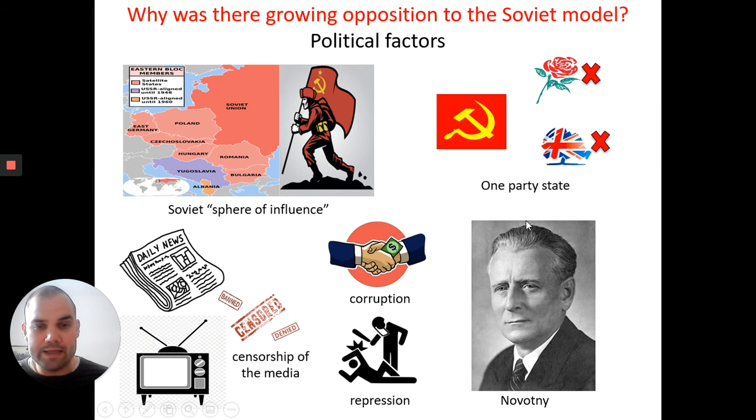And that was particularly embodied by this guy, Novotny, first key name you need to know. So Novotny, who was the communist leader before the Prague Spring in 1968. Kind of similar to Rákosi, if you remember, in Hungary, not as brutal, but very, very corrupt and very unpopular with most ordinary Czechoslovakians. Now, so these are all the political factors then. So it was a one-party state. People thought that gave the Communist Party too much power. Censorship of the media, lots of government corruption, lots of repression, and a very unpopular communist leader at the top of the pyramid of Czechoslovakia in Novotny.